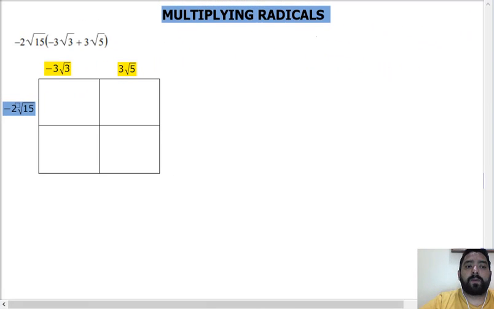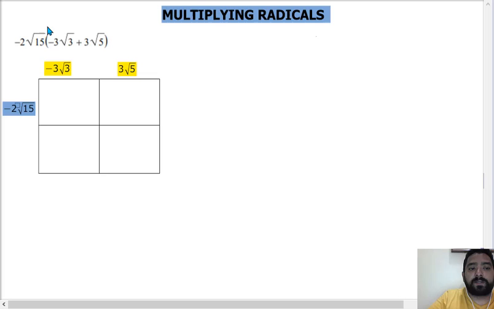Hi everyone, today I will explain how to multiply radicals using the box method. Remember, when you try to multiply radicals, it's important to identify the coefficients and the radicand. The radicands are the numbers inside the radical sign, which are 15, 3, and 5 in this case. And the coefficients are -2, -3, and +3, the numbers outside the radical sign.